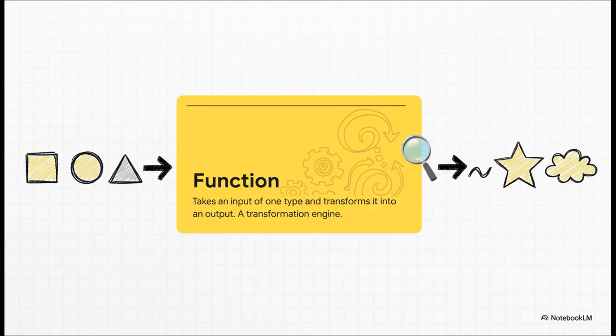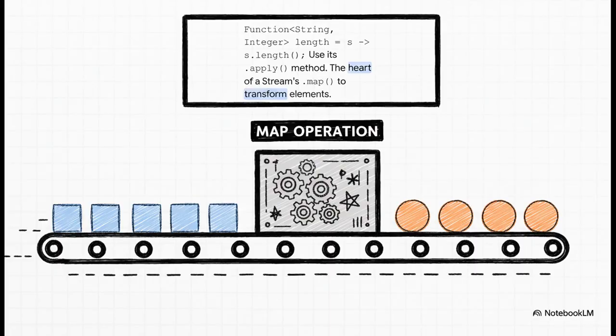You give it an object of one type, it applies some rule to it, and it spits out an object of another type, or maybe even the same type. It just changes things. Our function here is pretty straightforward. It takes a string and returns an integer, specifically the length of the string. Its method is called apply. And if you've ever used the map method in streams, guess what? You've been using a function this whole time to transform every single element in that stream.